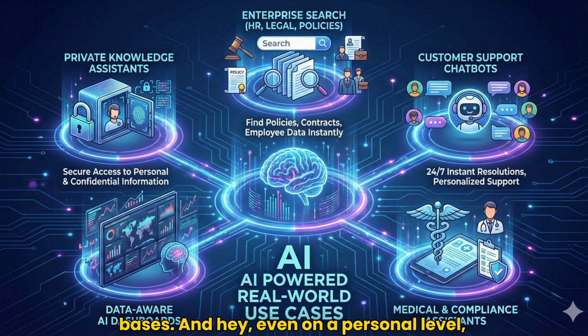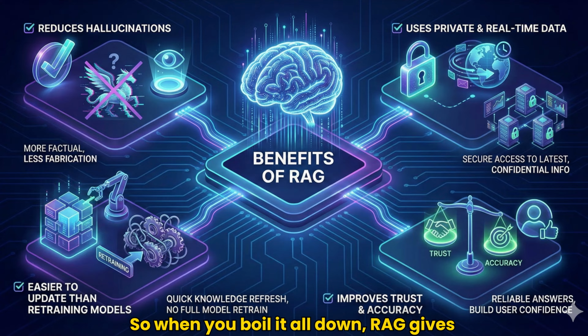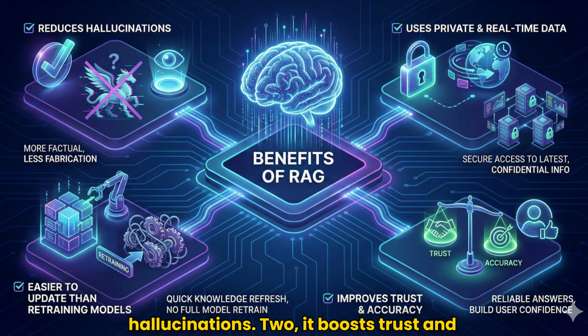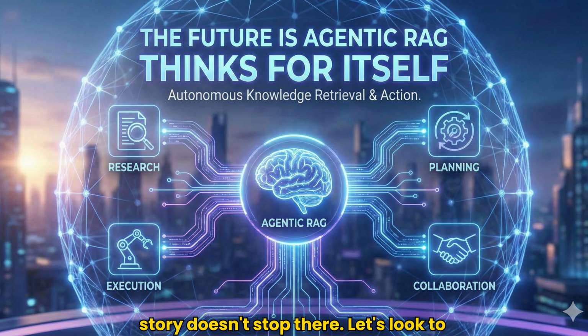And hey, even on a personal level, you can create your own private AI assistant that can search through all your notes and files, totally securely. So when you boil it all down, RAG gives us 3 game-changing benefits. 1, it massively cuts down on those crazy hallucinations. 2, it boosts trust and accuracy because you know the answers are based on actual evidence. And 3, it lets you securely use your own private and real-time data, which finally makes AI truly useful for real-world specific problems. But believe it or not, the story doesn't stop there.